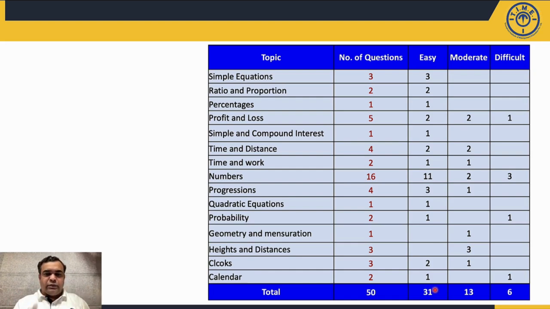So that is the analysis of this quant area. There was one question on probability that was very difficult. I'll not say it's a different concept, but it was not the kind of question where you can work it out and get the answer quickly. Even for geometry, just one question was asked. I'm counting heights and distances separately, not in geometry. But that one geometry question needed a little bit of calculation, and even after doing the calculation, the answer was approximate and not exactly in the options. So students were more confused even after getting the answers.